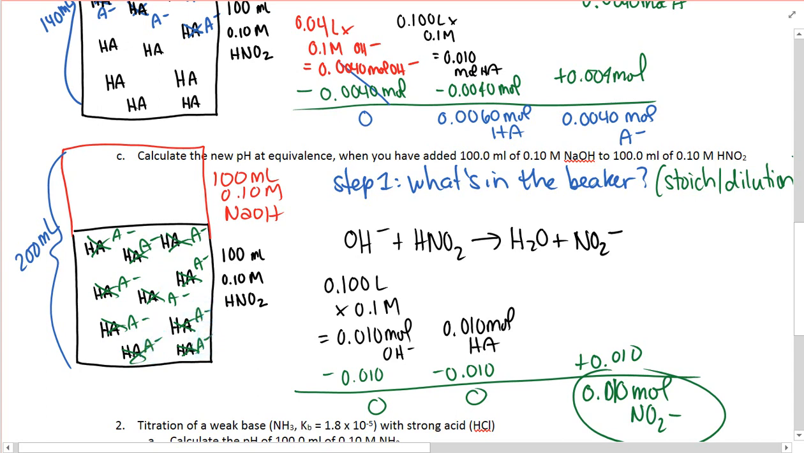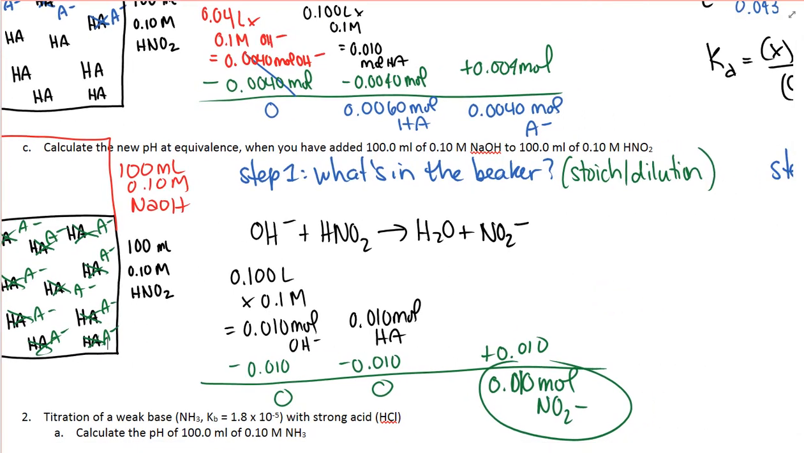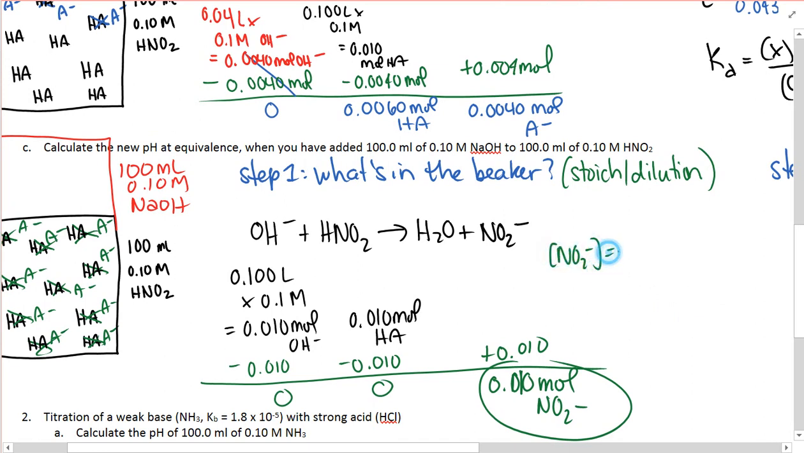I guess I will draw all of them. Okay, there you go. So remember that this has a new volume. If we're trying to figure out the molarity of your conjugate base, it's 0.1 moles, just like we had 0.1 moles of acid to begin with, but now the volume is twice as large. So it's in a 200 mL solution.